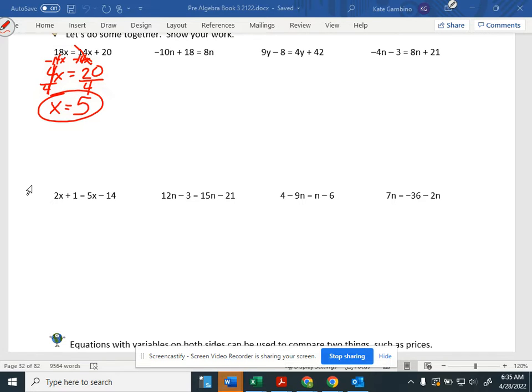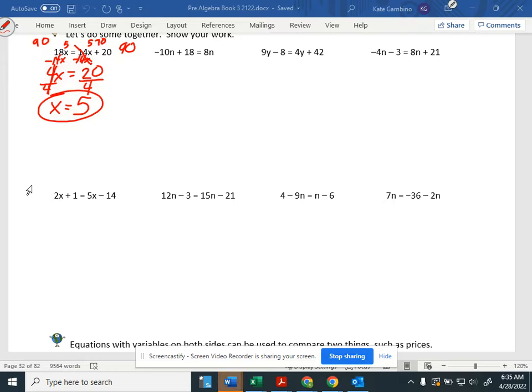Now to check my work, I can put a 5 in for x here and a 5 in for x here. So 18 times 5 is 90. 14 times 5, oh my goodness, having to do the math in my head, is 70. 70 plus 20 gives me 90. So 90 equals 90. So I know I did my problem correctly.